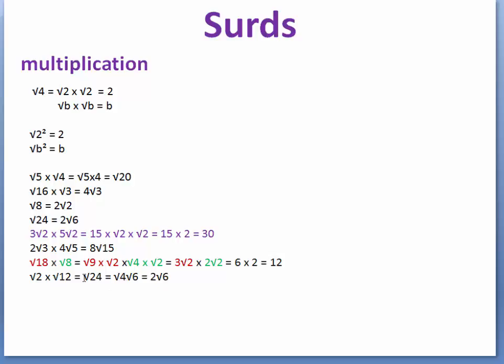Simplify. This is not simplified because the number is not smaller than 12. However, this is simplified because its number is less than square root of 12. Square root of 6 is less than square root of 12. Simplified.